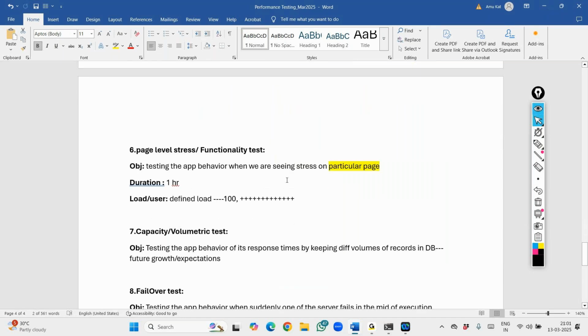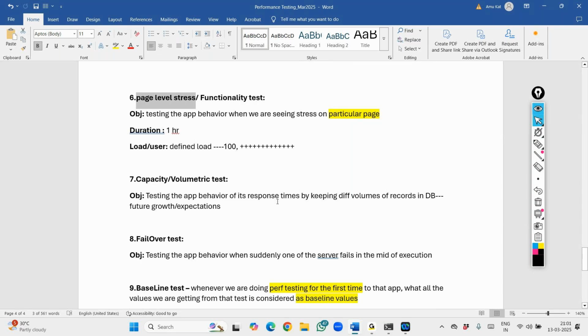And if there is any big billion sale, then there might be a chance of getting issues with the payment whenever the deals are going on. In such situations, we need to apply stress on only one particular page. As we are concentrating on only one functionality, it is called functionality test. And as we are applying stress on only one particular page, that is called page level stress. If you are playing with DB records, that is called capacity and volumetric.